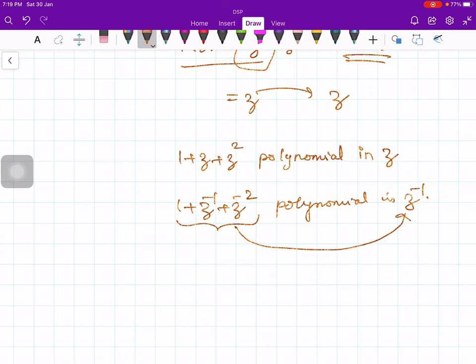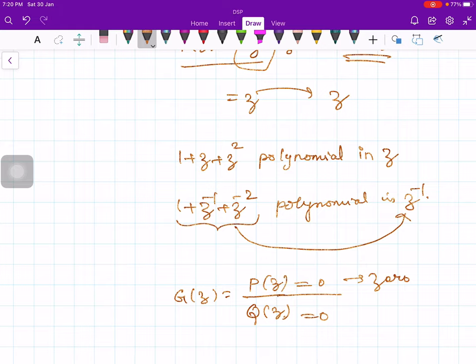Therefore, we wrote G of z is equal to the numerator polynomial P of z and the denominator polynomial Q of z. And this is a rational function. Rational function means we said the ratio of polynomials. If you have a numerator polynomial and a denominator polynomial, then we defined something called poles and zeros. If you equate the numerator to 0, you get zeros. Equate the denominator to 0, and you get poles.